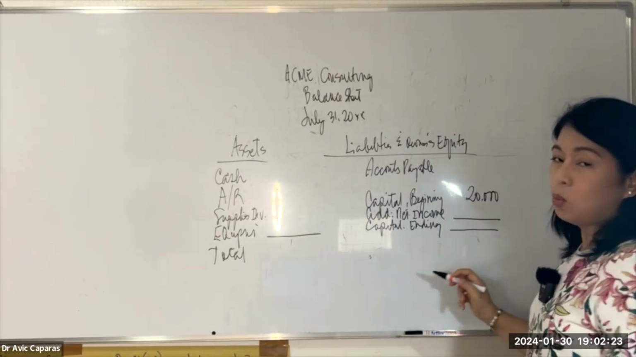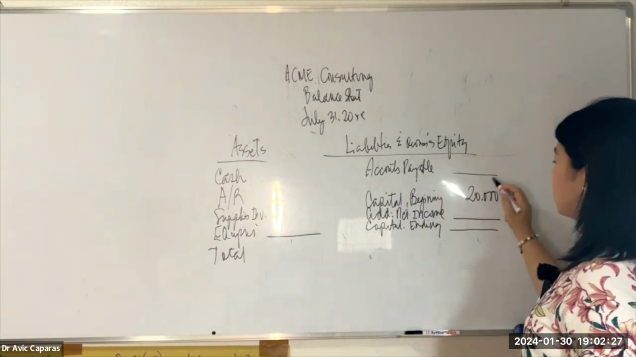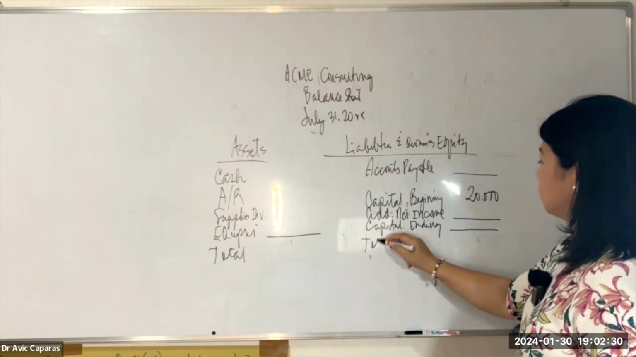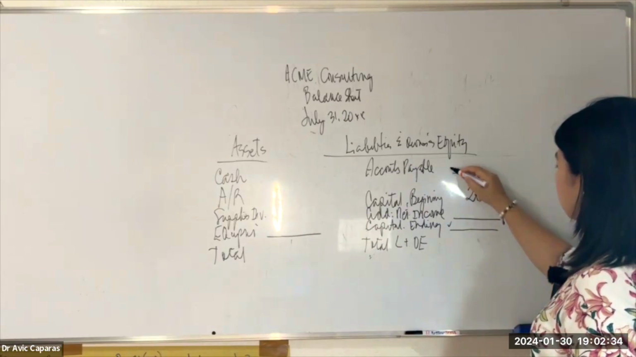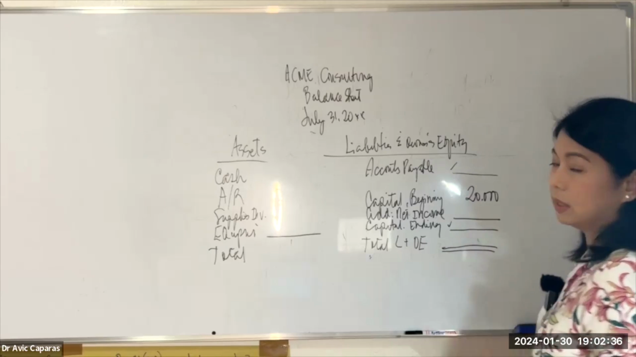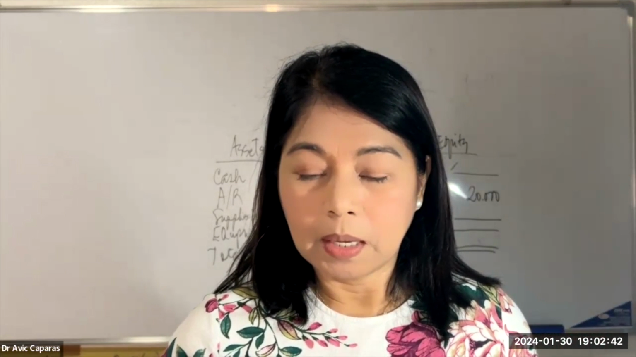So there's only one rule. Why? Because I'm still going to get the total of the accounts payable, so that total liabilities plus owner's equity will be this one, and then I will double rule. So please answer. You have to answer in the chat, okay?